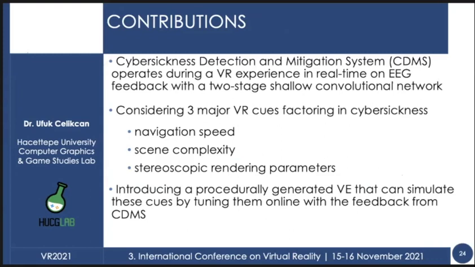It operates during a VR experience in real time on EEG feedback with a two-stage shallow convolutional network. It considers three major VR cues factoring in cyber sickness. These are namely navigation speed, scene complexity, and stereoscopic rendering parameters. Here we also introduce a procedurally generated virtual environment that can simulate these cues by tuning them online with the feedback from CDMS.